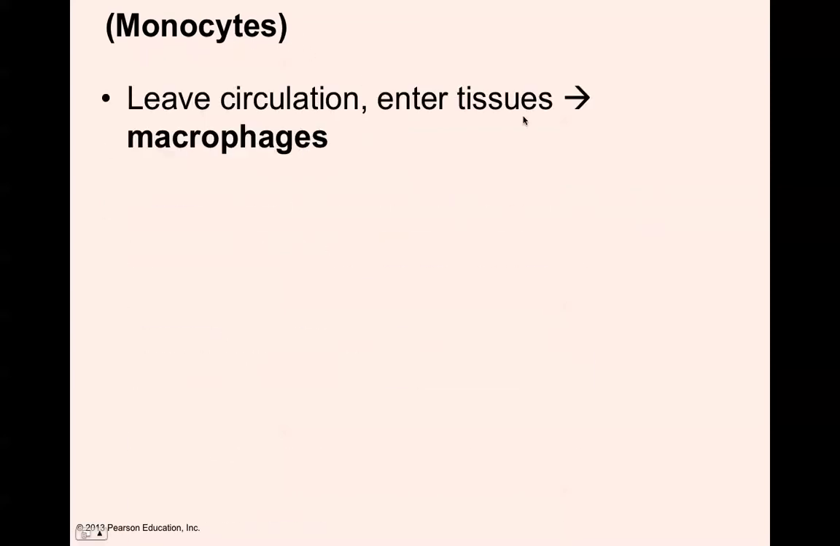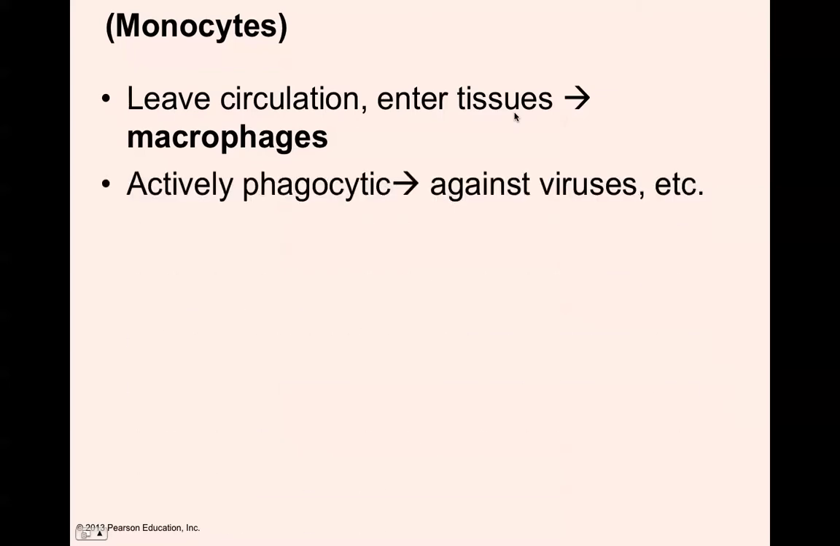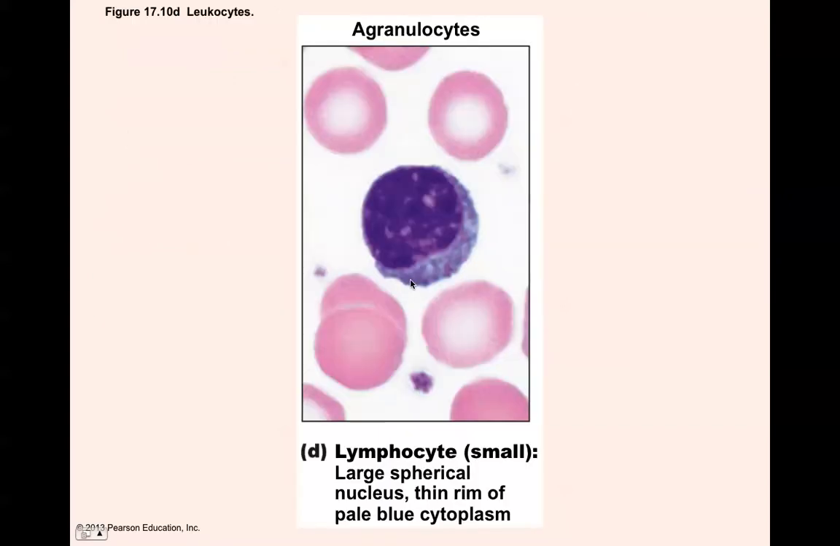Monocytes actually leave the circulation, they enter the tissues and are stationed there as macrophages. They are actively phagocytic against viruses, etc. They also activate the lymphocytes.